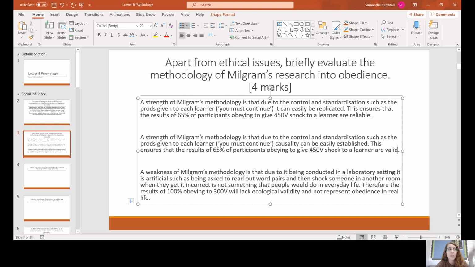So if you go with standardization, everything's the same. You've said that causality is established, so it doesn't really make much difference. That'd be enough to get the marks. You can obviously go into more detail, but it's not necessary. You'll get the marks anyway. Obviously, if it was more than 4 marks, you would go into more detail, but you don't need to. So you only need 2 of these. You don't need all 3.